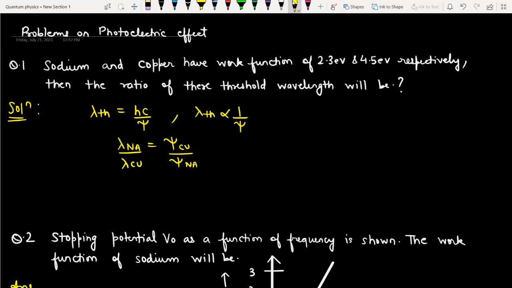So if we put the values, the work function of copper is 4.5 electron volts and this is 2.3 electron volts, it's close to 2:1. So this is the ratio of the threshold wavelength. This is how you do the first problem. So let's move on to the second problem.